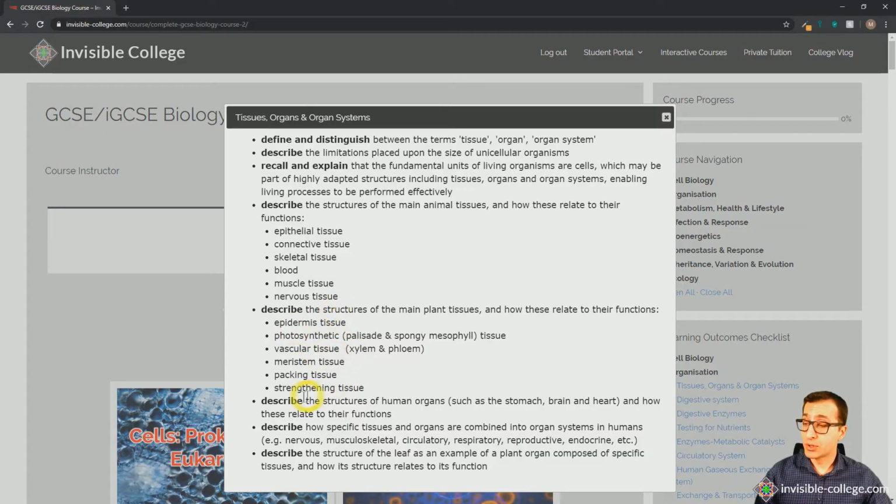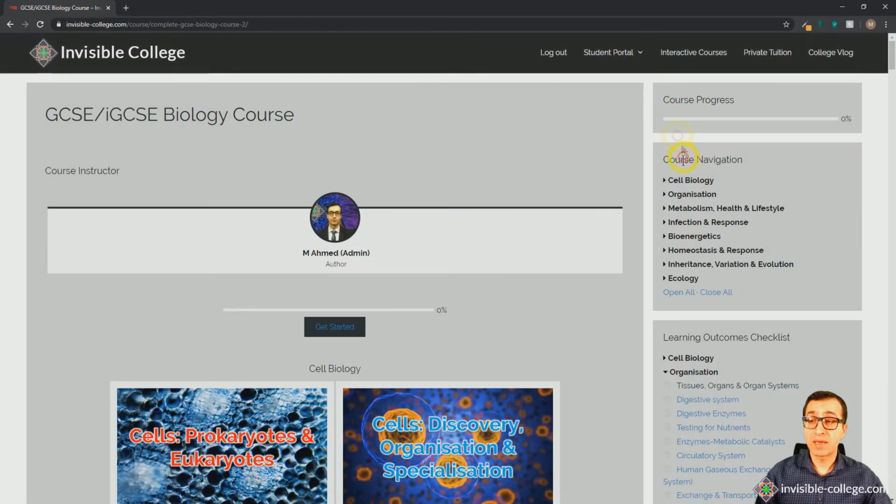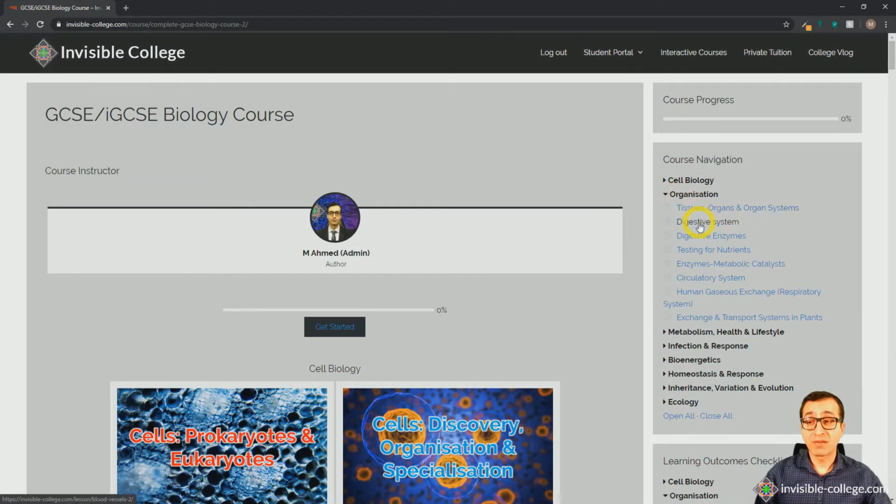And then we're going to go on to look at the structures of some human organs and also the structure of a leaf as an example of a plant organ. And the whole idea behind this is to lay the groundwork for the remainder of this topic, where we're going to be looking at various organ systems and the way in which they work.